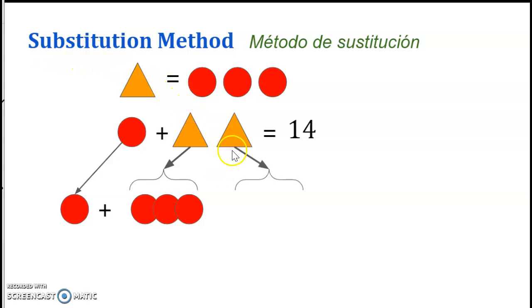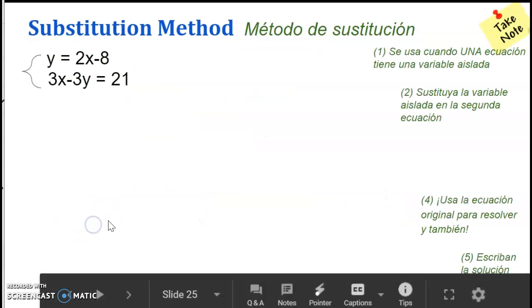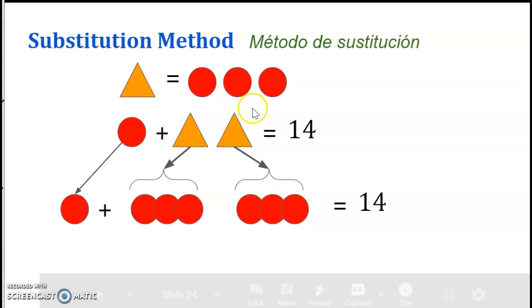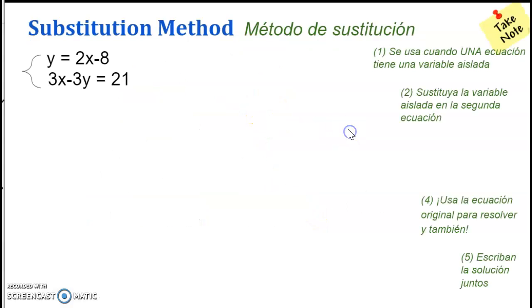And again, for another triangle, I'm putting 3 circles, and then on the right hand side, the equal sign comes down. Alright, so I have 7 circles is equal to 14. Then that way I can figure out what each circle is. That's what the substitution method is. So let's go through this problem.